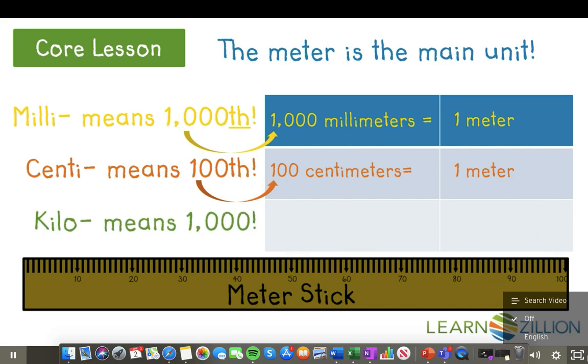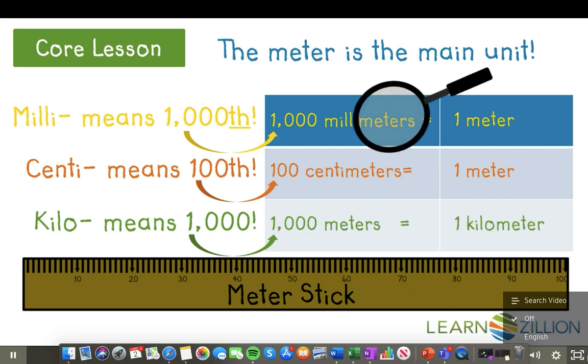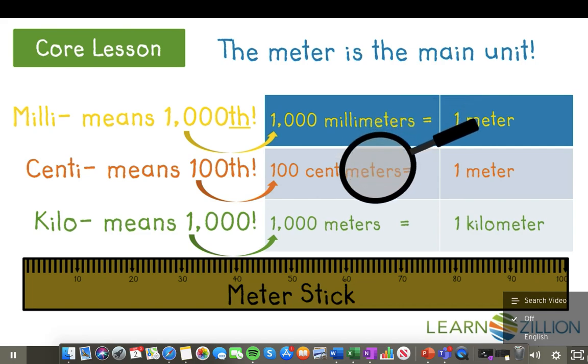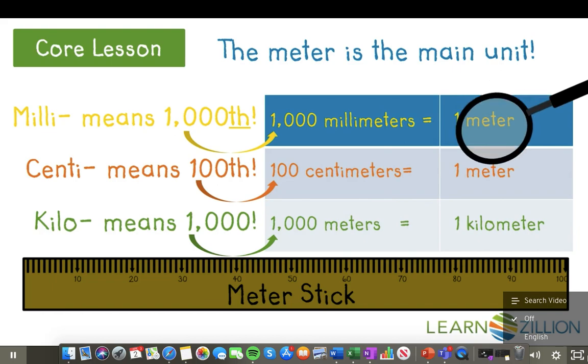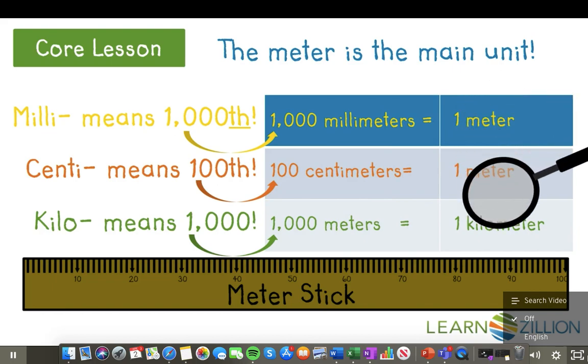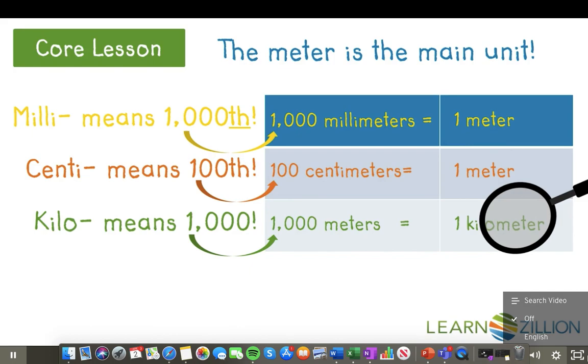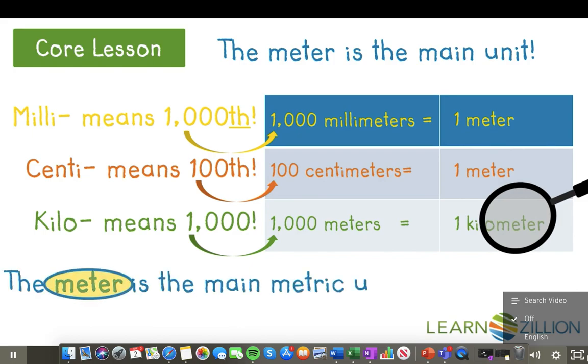Kilo is a little different as it means 1,000. No th on the end this time. This is because we are no longer talking about part of the meter, we are talking about the whole meter. There are 1,000 whole meters in 1 kilometer. Notice in the chart that all of the words have the root word meter in them. This is because the meter is the main metric unit for distance.